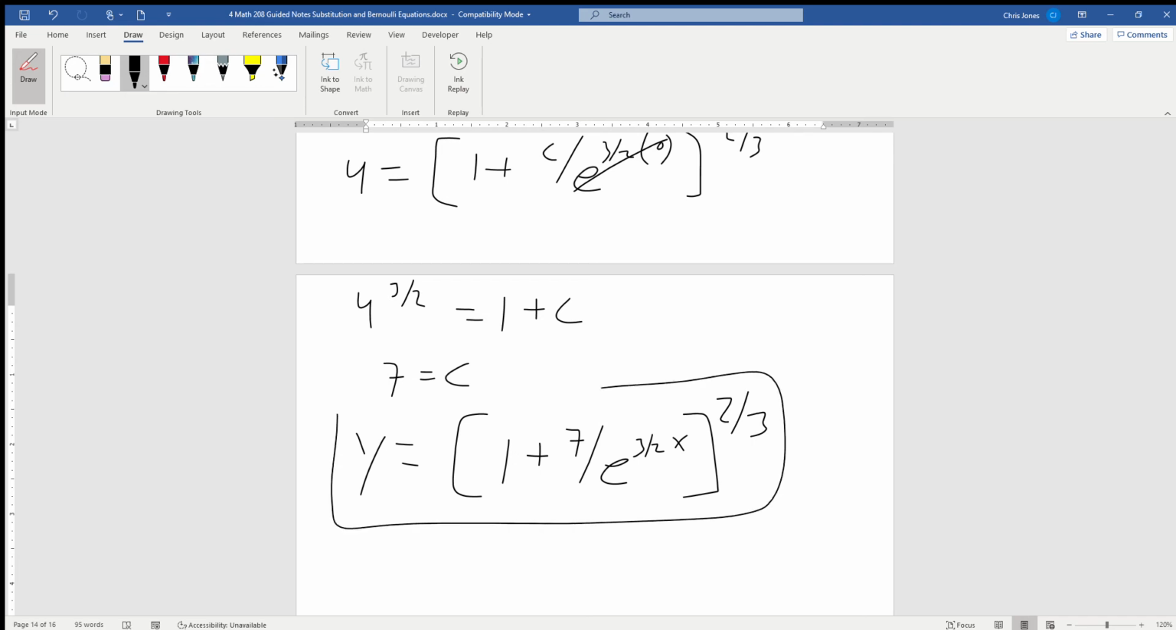All right, so just like every other linear differential equation, or first order differential equation, we've seen so far, we can find the initial value for those as well.